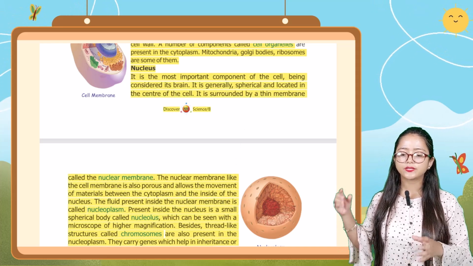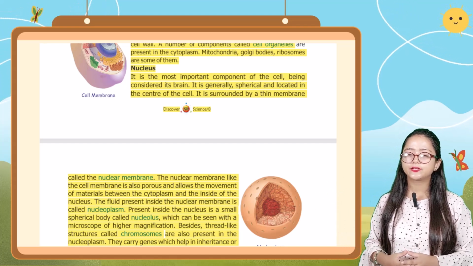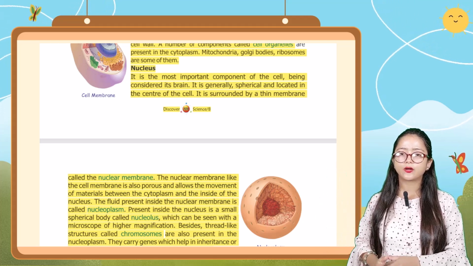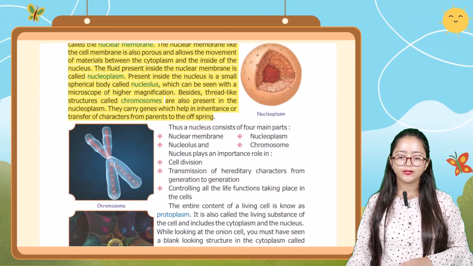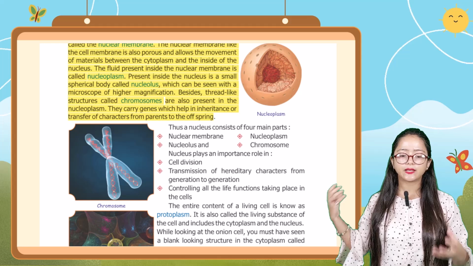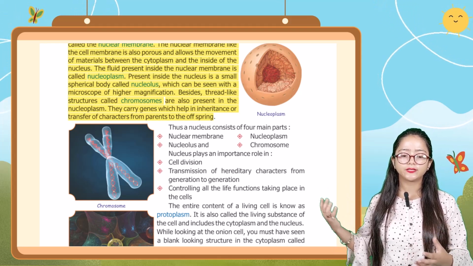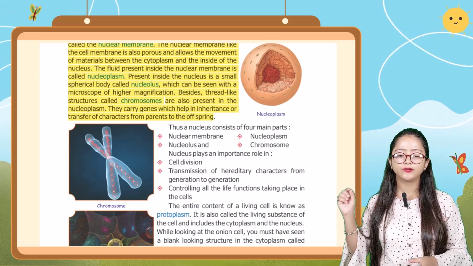It is the most important component of the cell, being considered its brain. It is generally spherical and located in the center of the cell, and it is surrounded by a thin membrane called the nuclear membrane. The nuclear membrane, like the cell membrane, is also porous and allows the movement of materials between the cytoplasm and the inside of the nucleus.